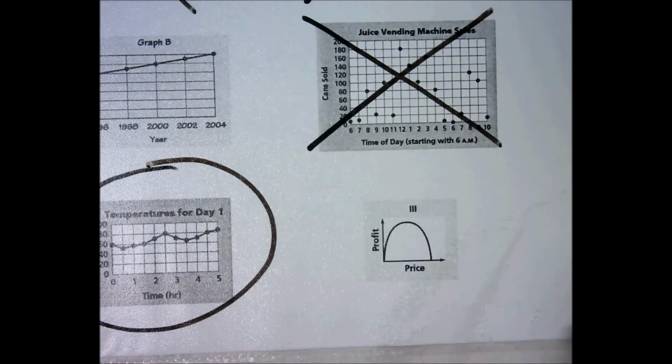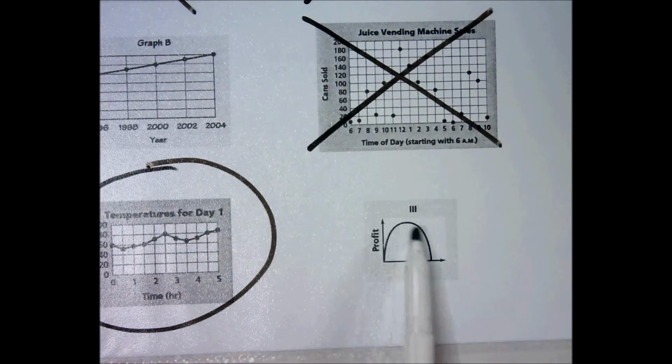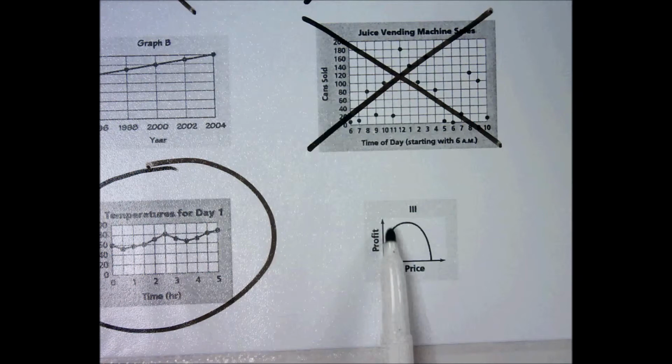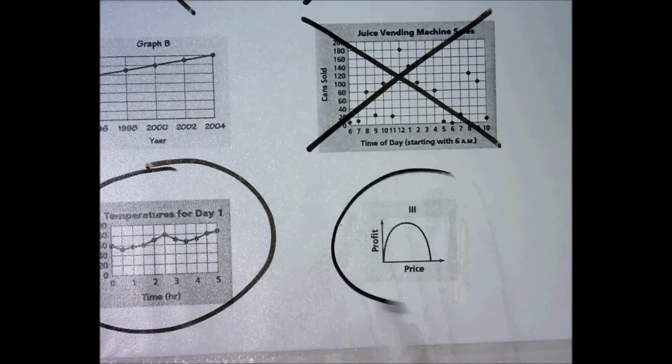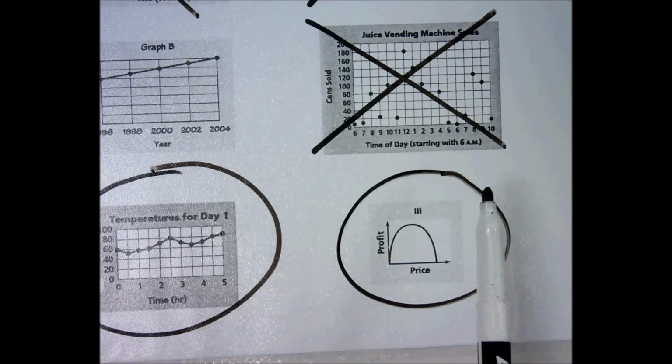Price and profit. Money is tricky because you can't have half of a penny, but you can have half a dollar. So we look at money as continuous because I can estimate the price and the profit at any point in this graph and have partial parts. So circle it. Continuous.